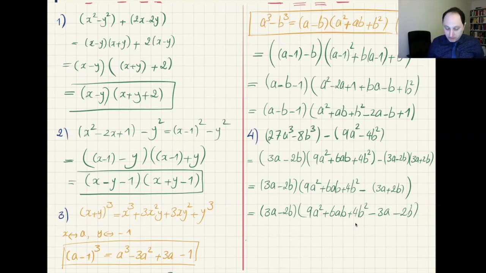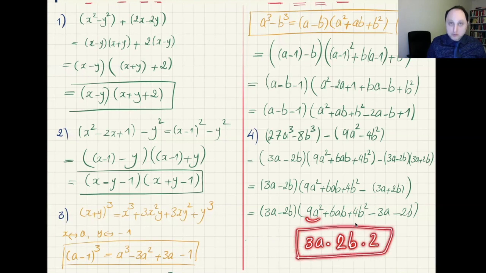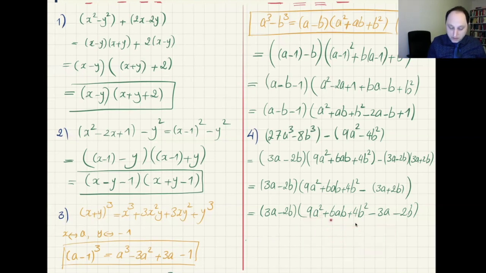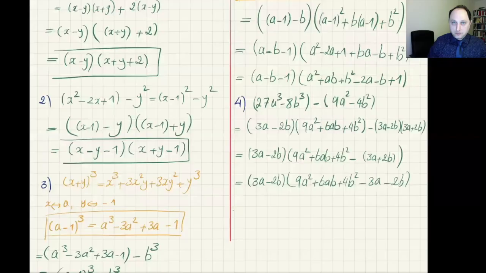Okay, but you might see whether this is a quadratic pattern. It is not, yes, because the square root of the first one is 3a, the square root of the second one is 2b, and if you multiply by an extra 2, it becomes 12ab, which is not 6ab. So this is not actually a quadratic pattern.